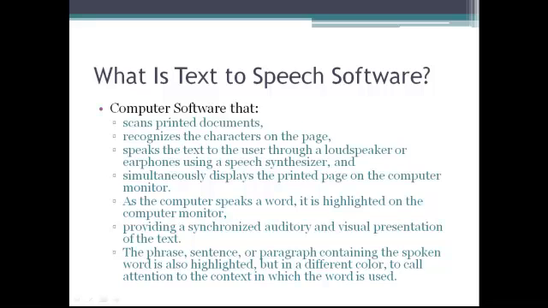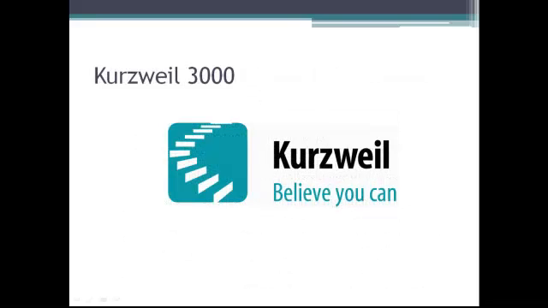As the computer speaks a word, it is highlighted on the computer monitor. This provides synchronized auditory and visual presentation of the text. The phrase, sentence, or paragraph containing the spoken word is also highlighted, but in a different color, to call attention to the context in which the word is used. So an example of text-to-speech software is Kurzweil 3000.